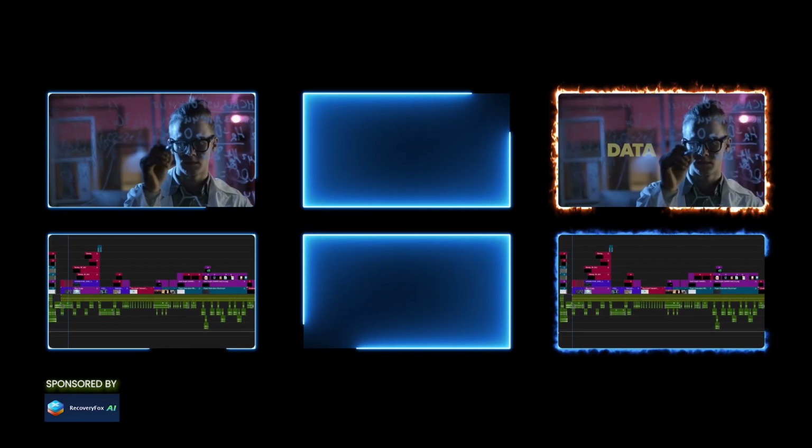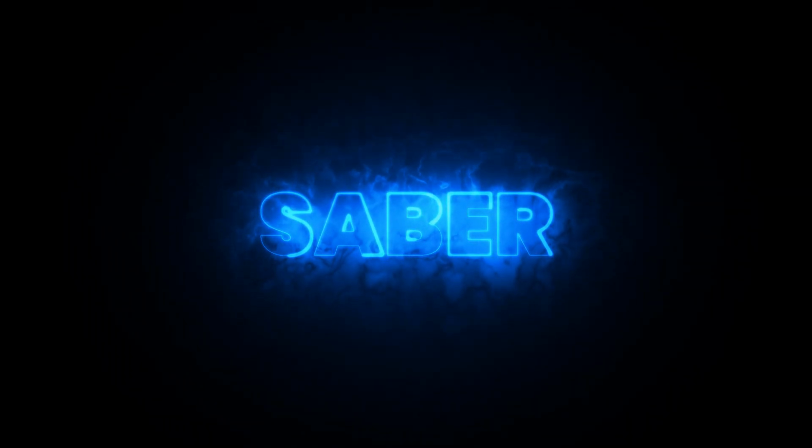In this video, I'll show you how to create a neon outline around your videos or photos, just like the effect you see on YouTube Shorts or Instagram Reels, using the free Saber plugin inside Adobe After Effects.